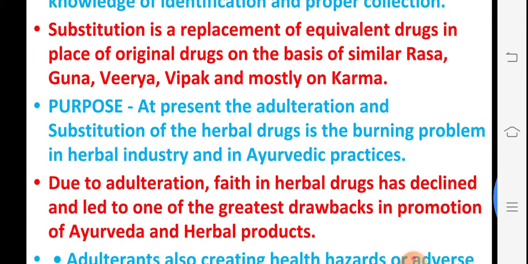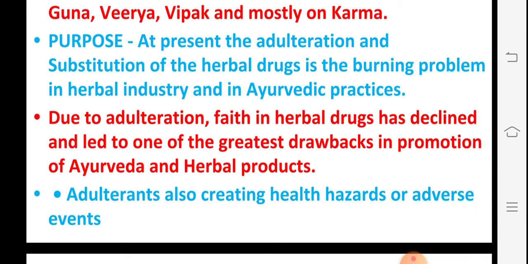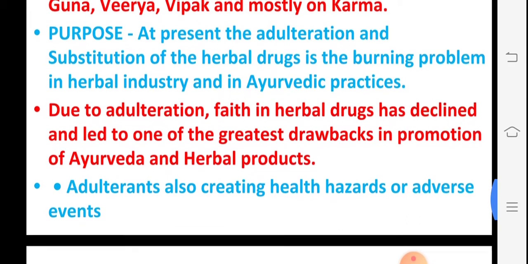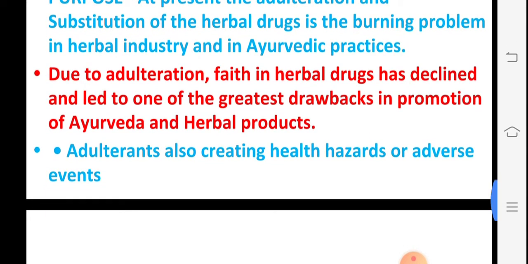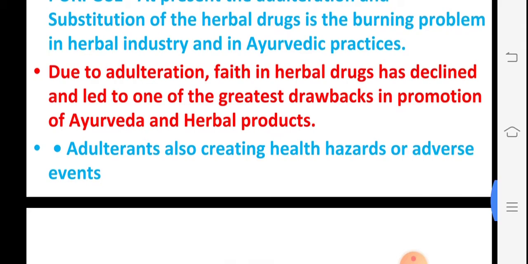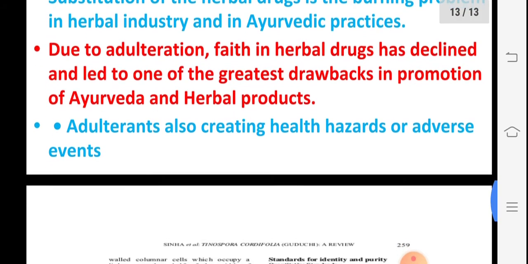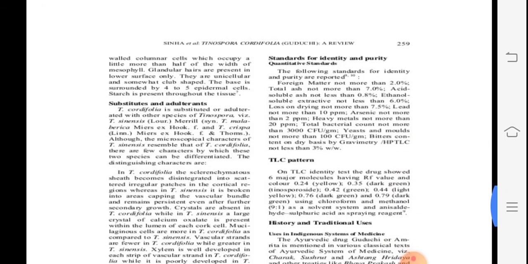And therefore presently adulteration is having the one problem in the market or in the Ayurvedic practices. Secondly, due to adulteration, the faith in the herbal drugs, faith means vishwas, so generally it is reduced, and therefore many drawbacks are there for the herbal products. So there are some good examples I have selected, so just you go through it.